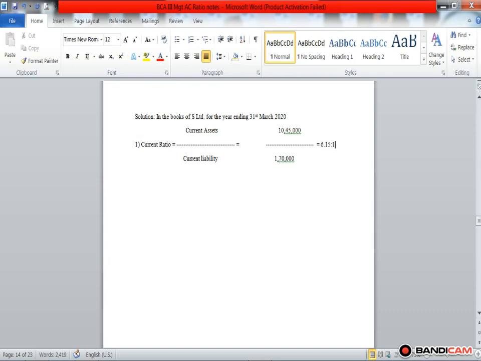We get a current ratio of 6.15:1. Here 1 is the standard. If we have one current liability, we can pay this current liability by this ratio. It indicates the working capital ratio, so we can easily pay off this liability. It means one current liability and six current assets. So here we get the current ratio of the organization.